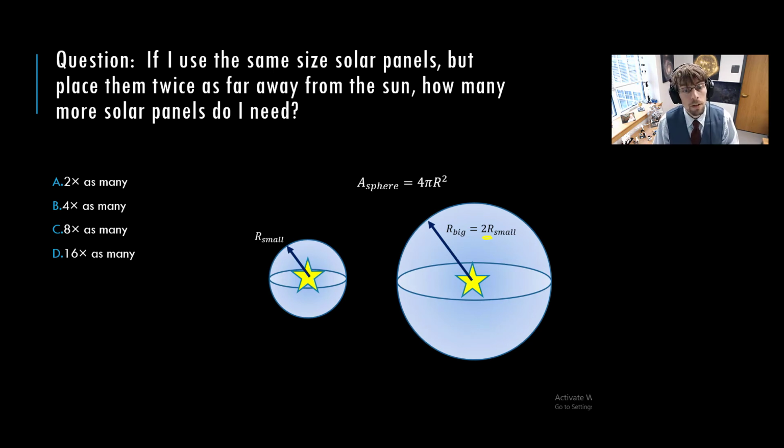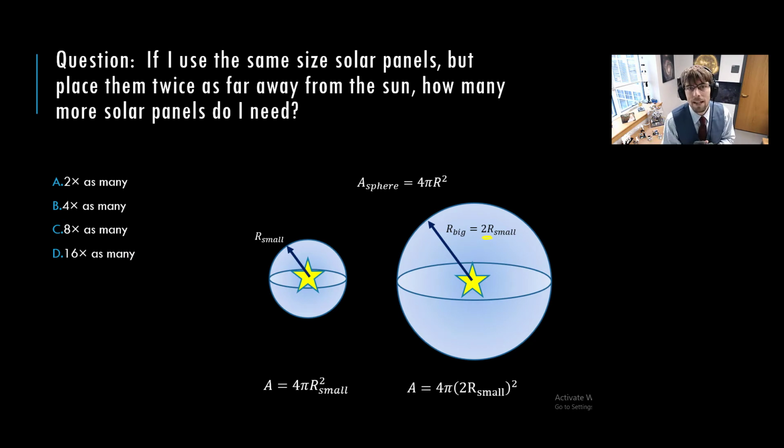Well, let's do that. I haven't given you any numbers, so we'll just have to leave it in terms of variables. So the area of the small sphere is just 4 pi, and I'll label it as the radius of the small sphere squared. Well, how about the big sphere? I would do the same thing, except notice I said that the big sphere has twice the radius, right? I place it twice as far away. That means that the big sphere has twice the radius. So instead of putting r squared, I've put 2r small squared.